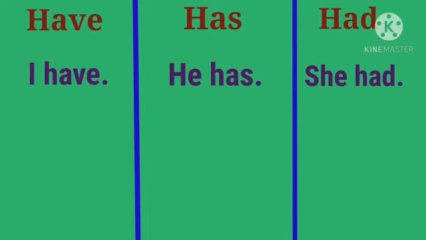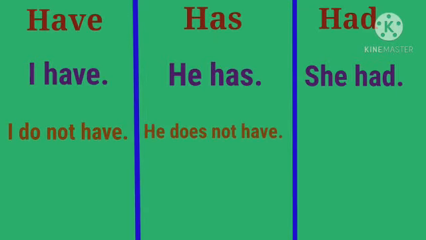I have, he has, she had. First, let us recapitulate how we can make them negative. I have will be I do not have, he has will be he does not have, she had will be she did not have. Now look at the three sentences carefully. In the first sentence, after the subject I, we have written do not have. In the second sentence, after the subject he, we have written does not have. And in the third sentence, after the subject she, we have written did not have.